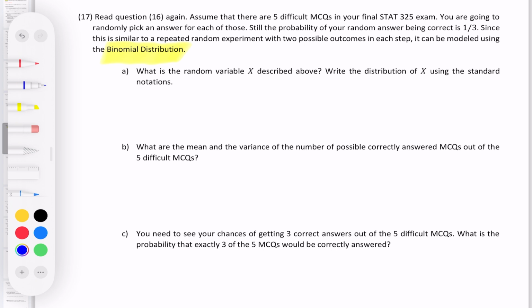Part A, what's the random variable x described above? Write the distribution of x using the standard notations. Clearly, the random variable x should be the random answer. That x follows a binomial distribution. So you write it as x is distributed binomial, and for the binomial distribution, there are 2 parameters, n and p, where n is the number of trials and p is the probability of success.